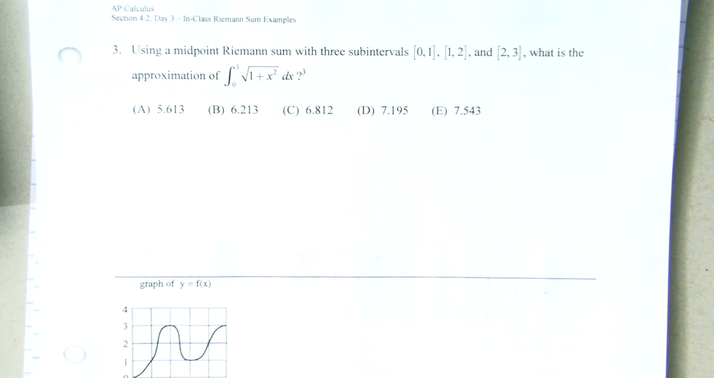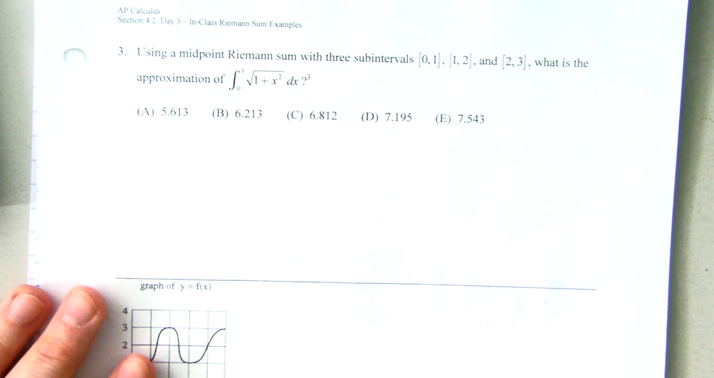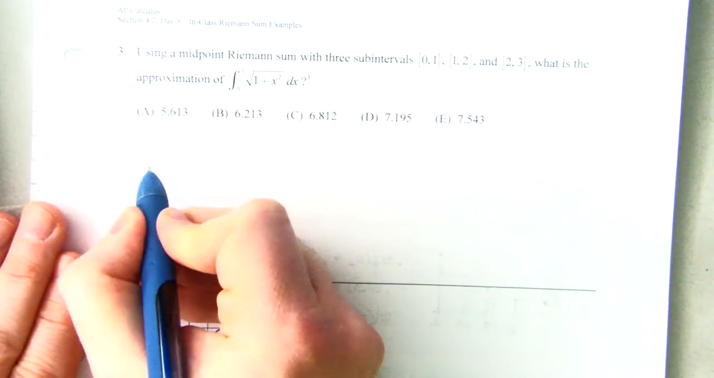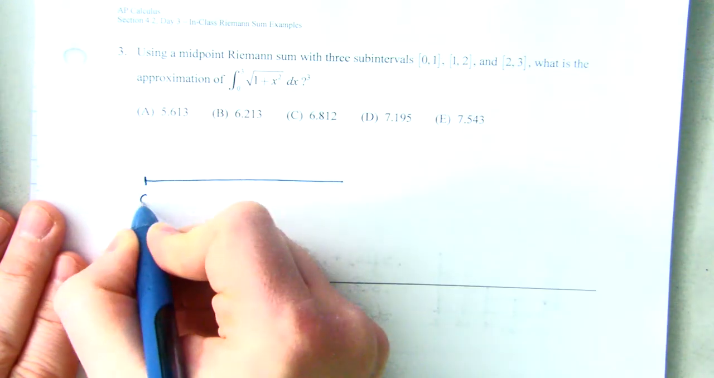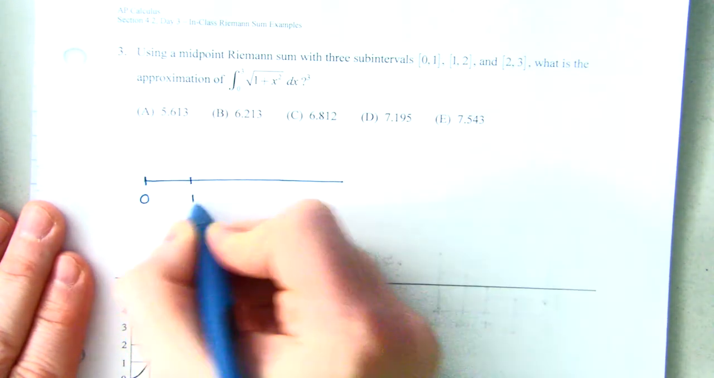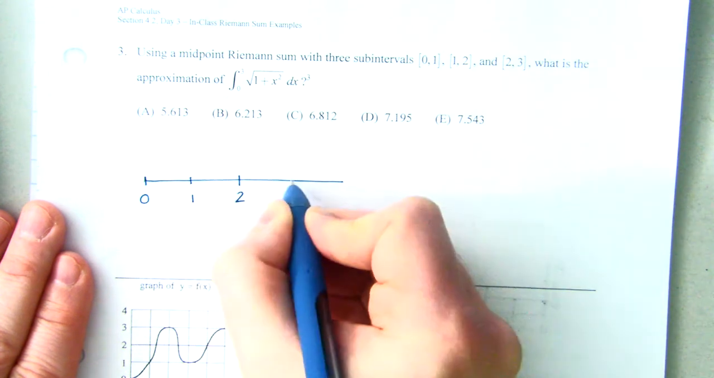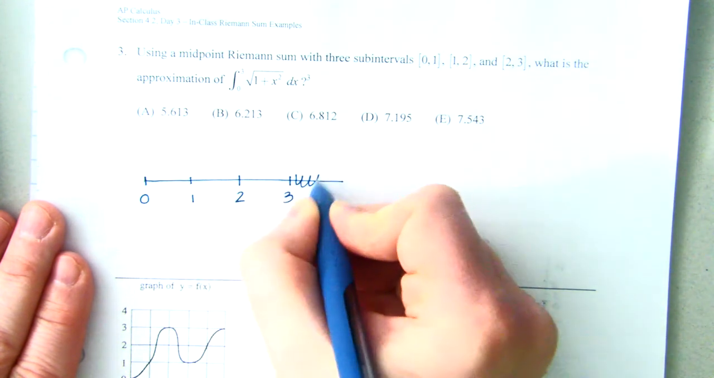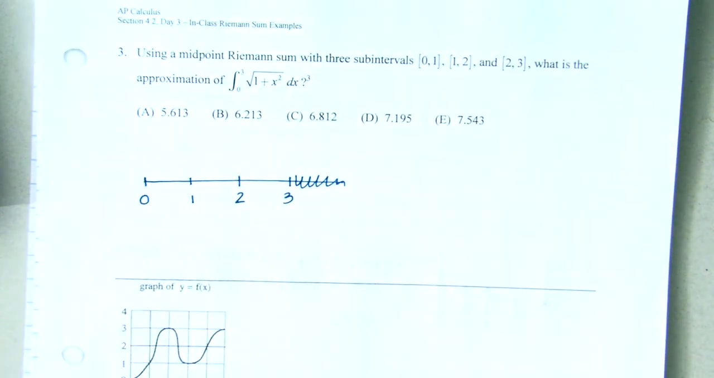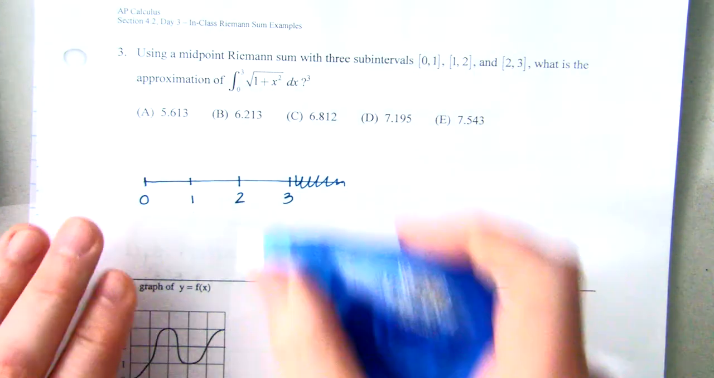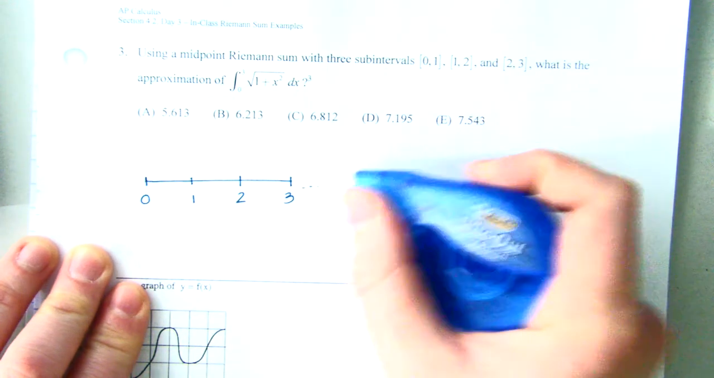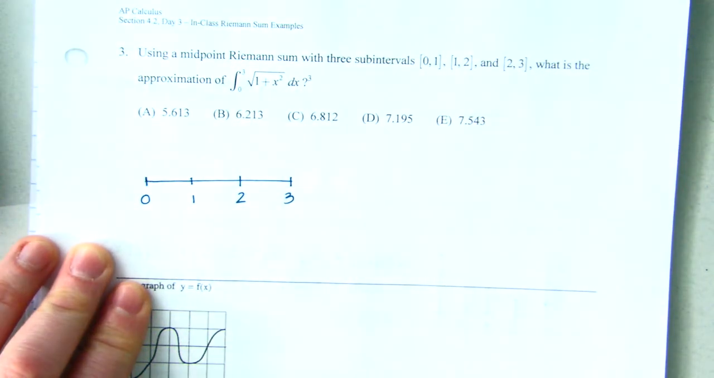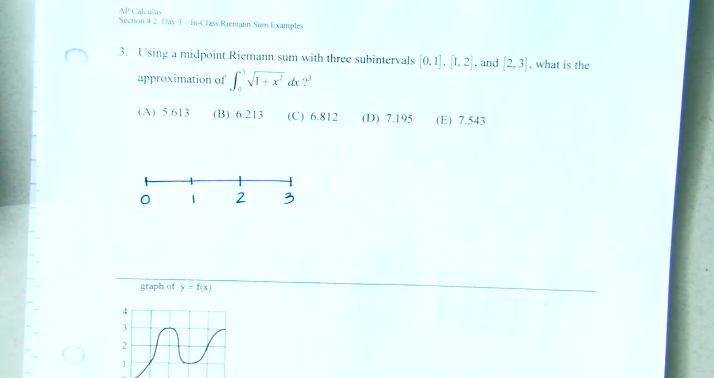Using a midpoint Riemann sum this time, approximate that integral. Okay, well, I don't know what the graph looks like, but all I really care about is the number line. I'm going from 0 to 1, 1 to 2, 2 to 3, and we're just going to cut off the rest of that. Oh, you know what? That's going to bother me. Hold on. Very good. The magic of whiteout.